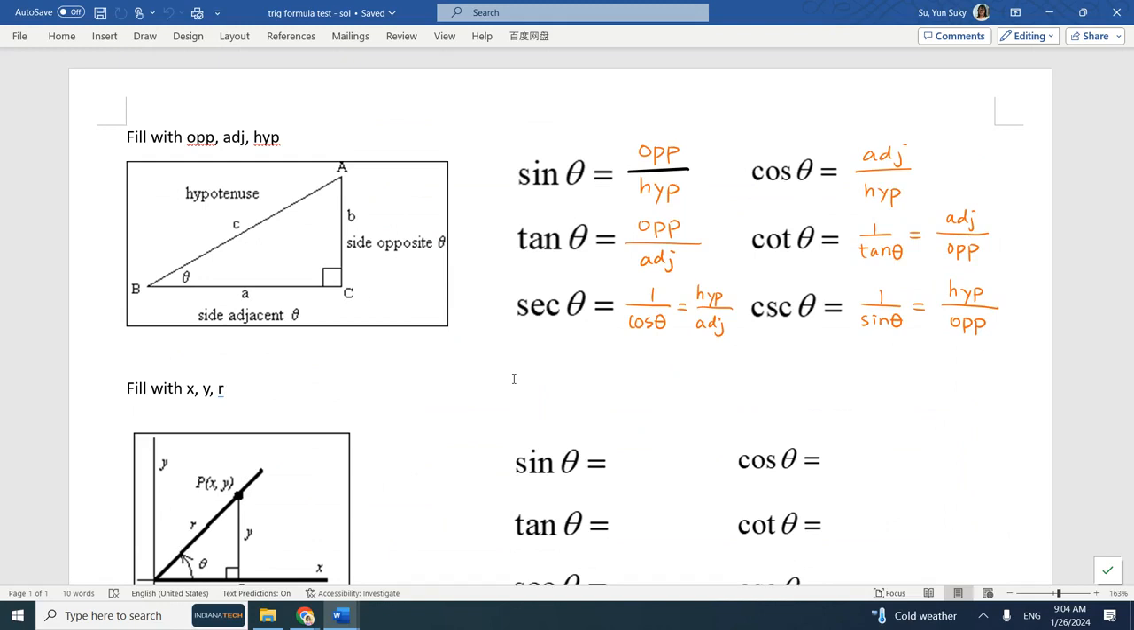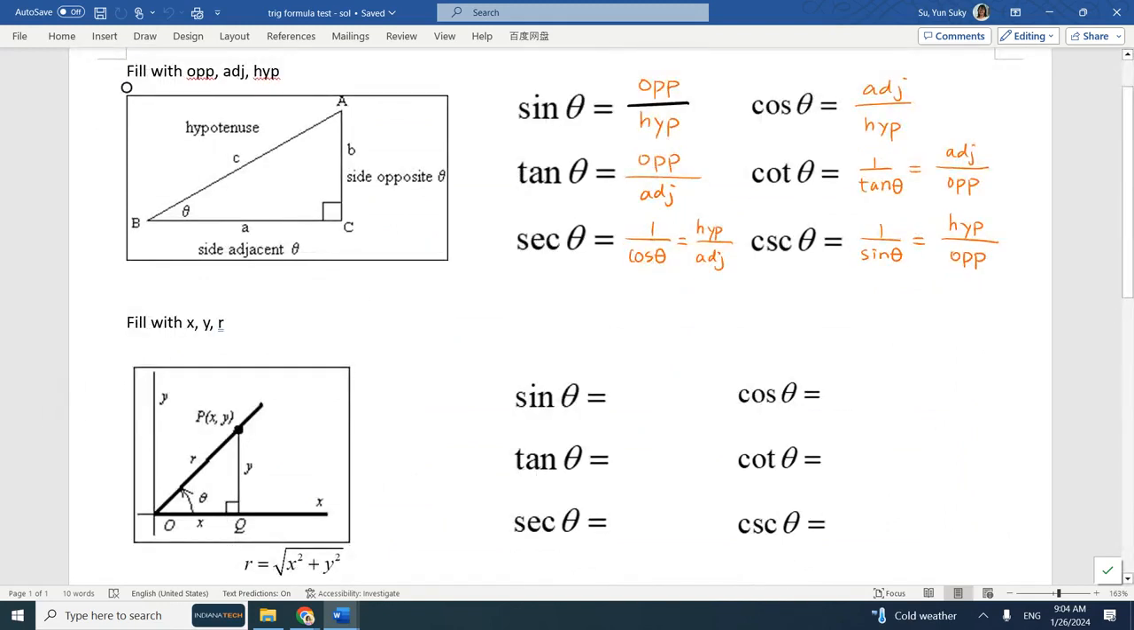Okay, so that is when we have a right triangle. How about if we draw this triangle on the xy plane? Remember, the initial side is always the positive x-axis, and then your angle rotates. If you rotate counterclockwise, we have positive measure. If you rotate clockwise, we have negative measure, right, everybody?